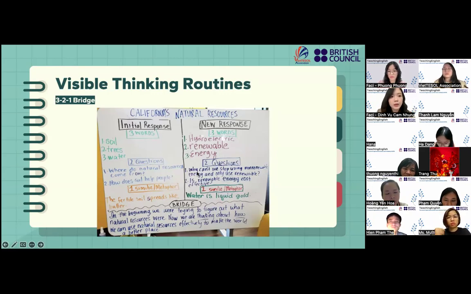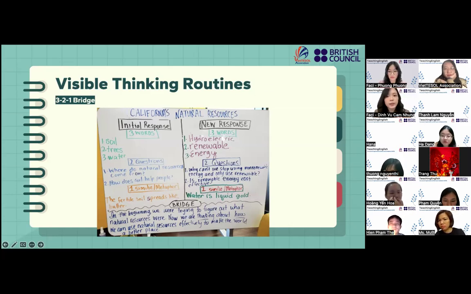The questions are more deepened, and also they have the share. In the beginning, we were trying to figure out what natural resources were, and now we are thinking about how we can use natural resources effectively to make the world a better place. Okay, so this is how you can see the shift in students' thinking, the improvement in students' thinking.